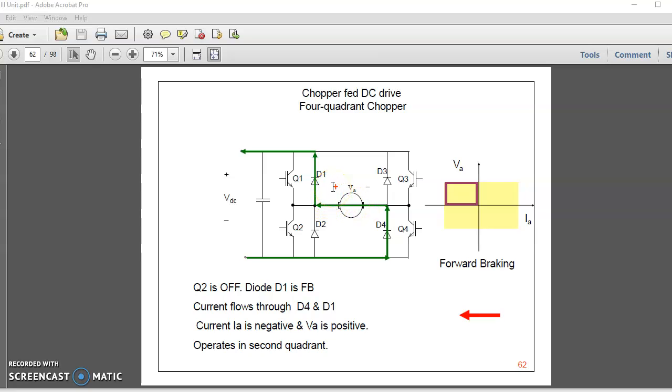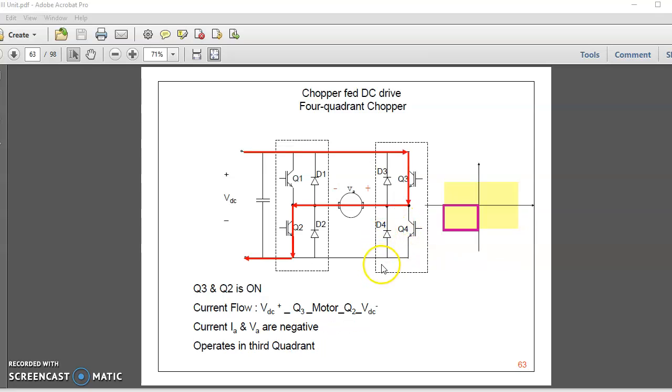So the current direction is reversed, but the voltage polarity remains the same: left positive, right negative, voltage positive, current negative. That means the motor rotates in the same direction, but as the current direction is reversed, the torque acts in the reverse direction. The power is negative, and this mode is called forward braking mode. It operates in the second quadrant.